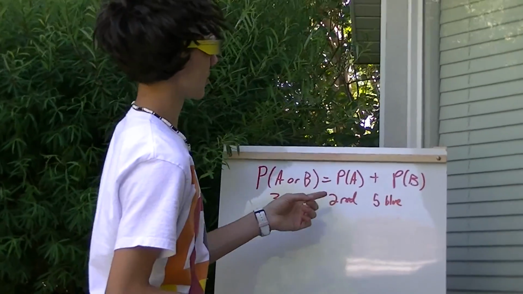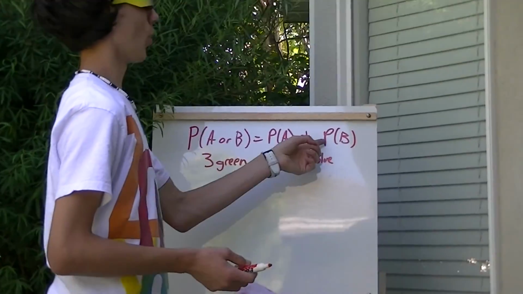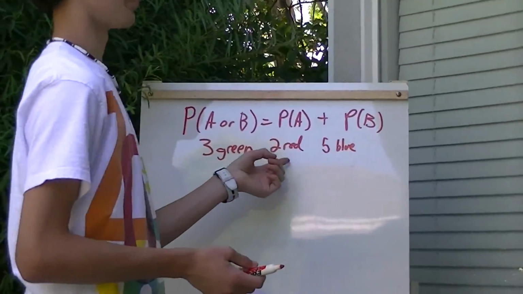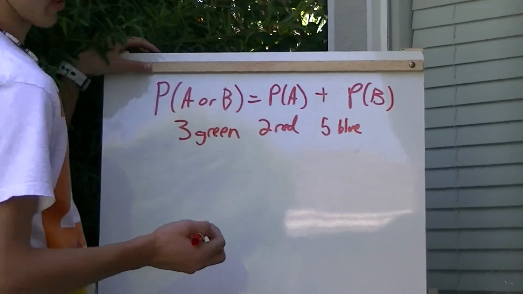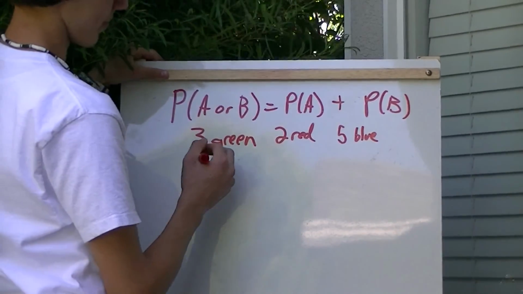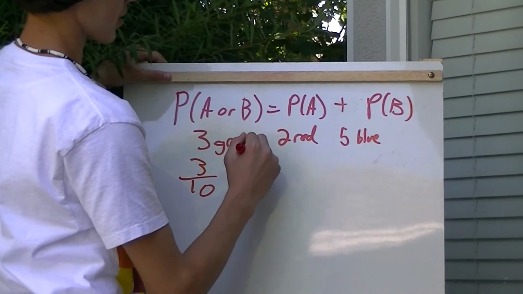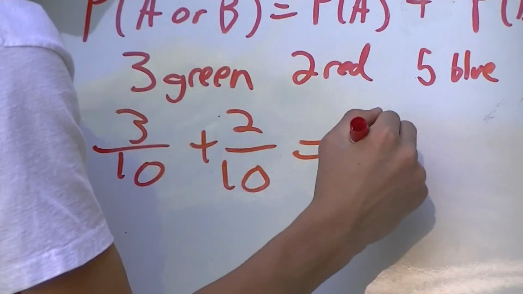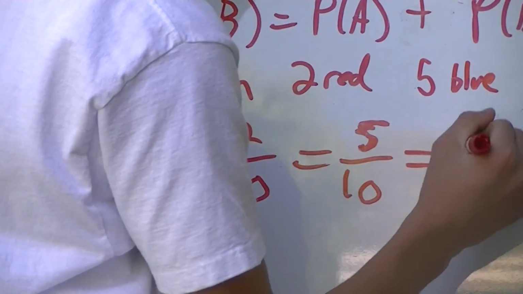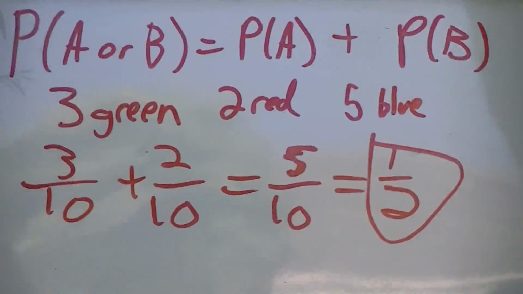And the formula for this is probability of A, green, or probability of B, red, M&Ms over the total amount. So here would be the equation. There are 10 total M&Ms. So it would be 3 over 10 plus 2 over 10 equals 5 over 10, which reduces down to 1/2. And that is how you add mutually exclusive events.